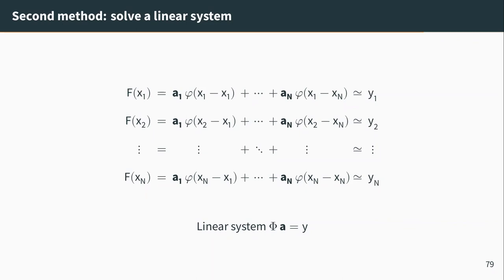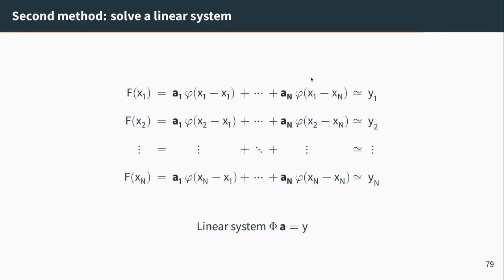Okay. And so this is the main motivation for trying to solve linear kernel regression by solving a linear system. So let me come back to my original problem statement. I was saying that I'm looking for a parametric form for my model. So f of x should be equal to a1 phi of x minus x1, plus a2 phi of x minus x2, plus an phi of x minus xn.